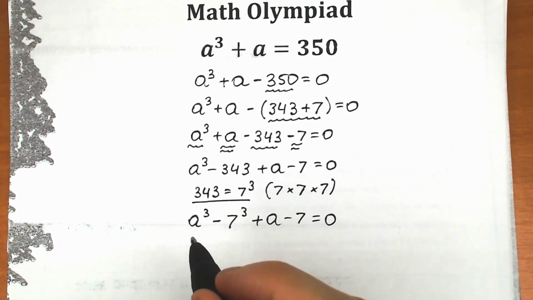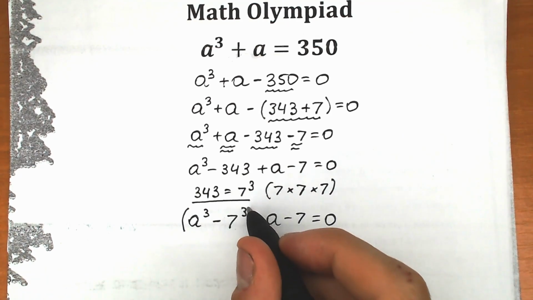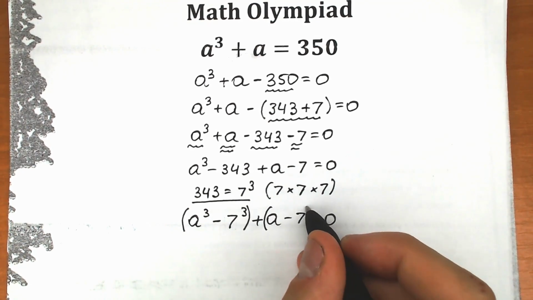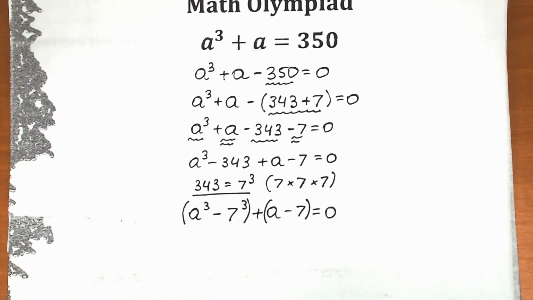Right now we can easily put this expression inside parentheses, because we have addition right here, so it changed nothing for us. Right here parentheses and right here parentheses. But let's look at this expression right here. We have a cube minus 7 cube. In other words, we have a difference of cubes.